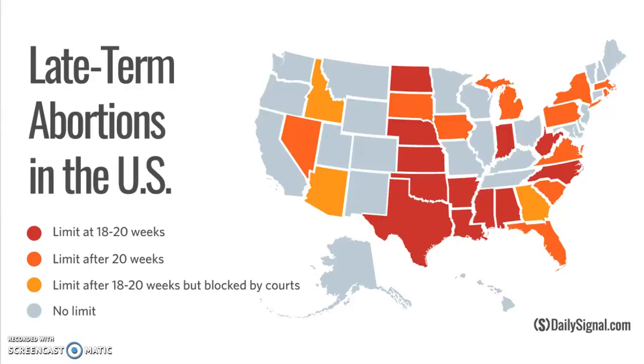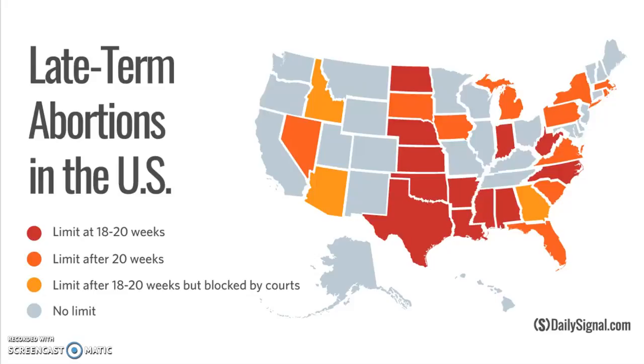Here is a chart of late-term abortions in the U.S. So if the state is shaded gray, then there's no limit to up to how long a child can be inside the womb before it can be aborted. So in these states, it is legal to abort the child all the way up to birth.